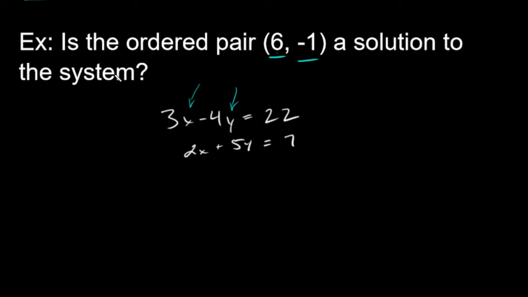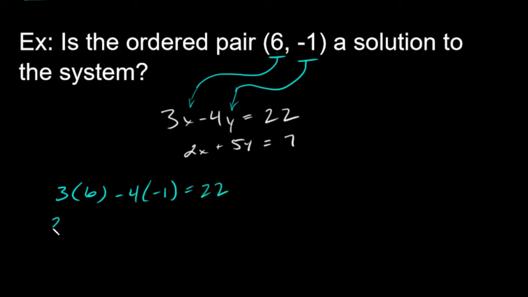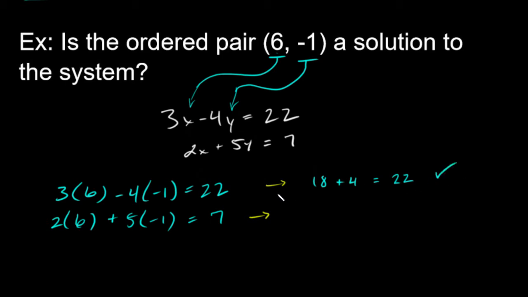So we've got 3, and you're plugging in 6 for x and -1 for y. So you're going to have 3 times 6 minus 4 times -1 equals 22. And 2 times 6 plus 5 times -1 equals 7. We're going to see if both of these are true. I'm going to do the rest of the work over here. 3 times 6 is 18, and then a -4 and a -1 make a +4 when you multiply them. Is 18 plus 4 equal to 22? Yes, it is, so that's true.